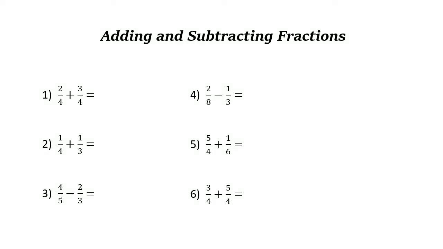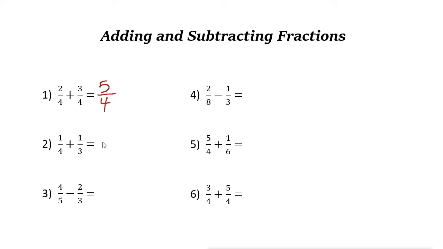Adding and subtracting fractions. To add two fractions, we need to have the same denominator. So let's take a look at this example. We have 2 over 4 plus 3 over 4. To add these two, simply draw the fraction line, write the denominator 4, and then add the numerators. 2 plus 3 is 5. 5 over 4 is the answer.